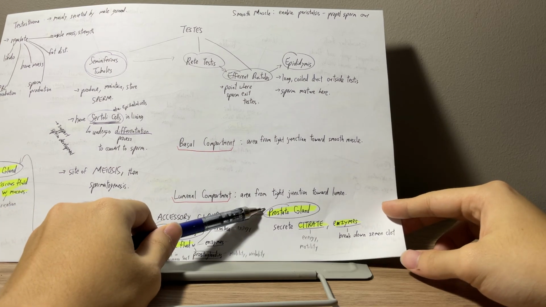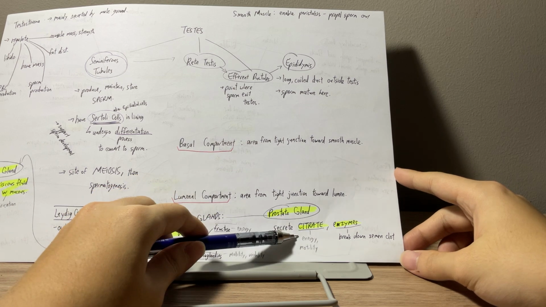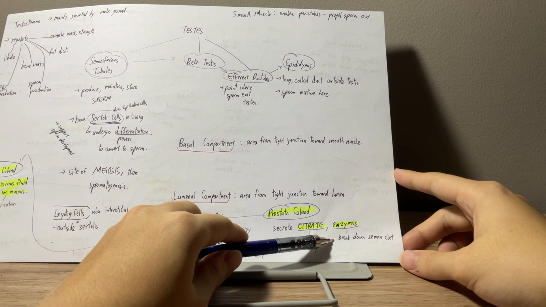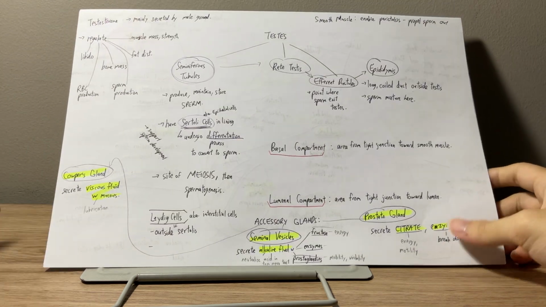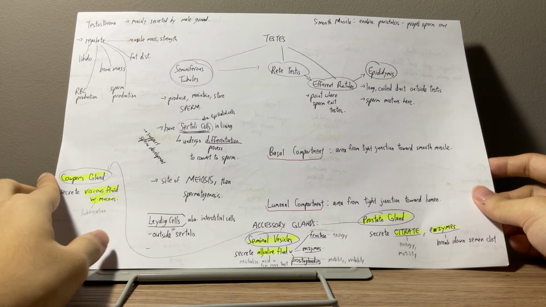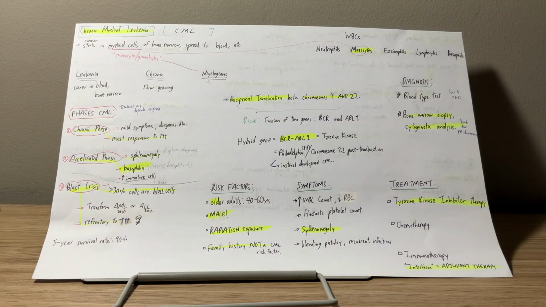The prostate gland secretes citrate and enzymes. Citrate is for energy and motility. Enzymes are intended to break down the semen clot. Okay, this is finished.